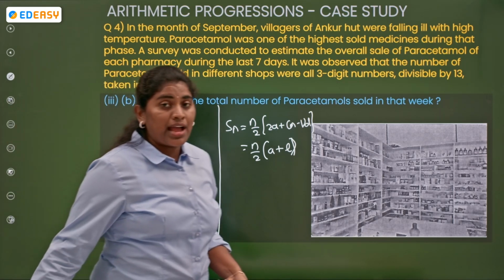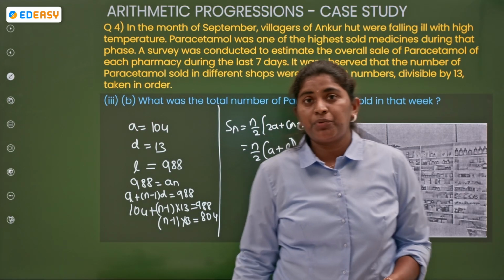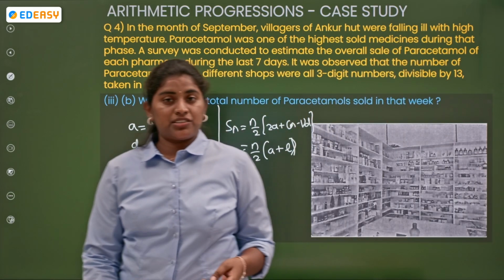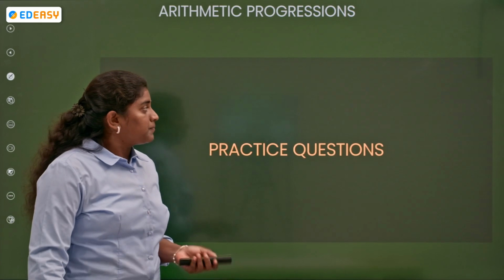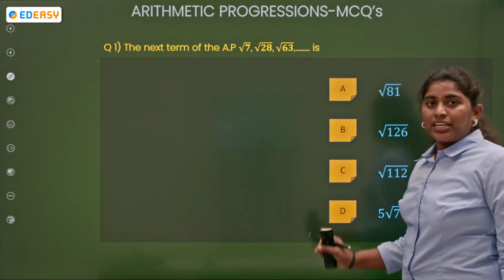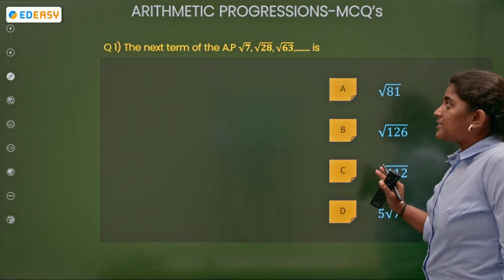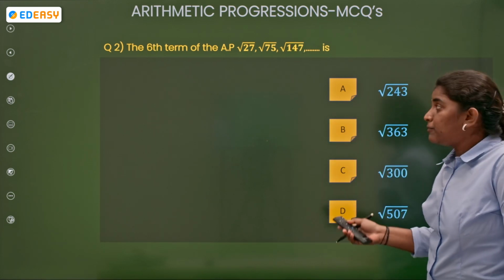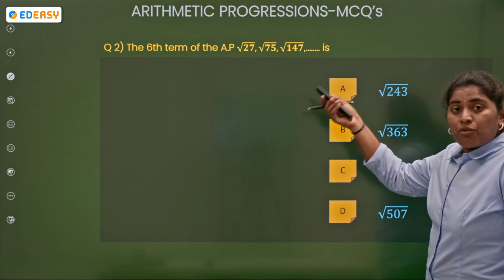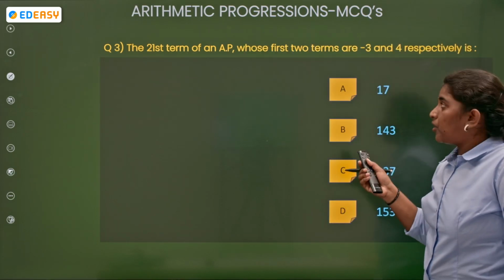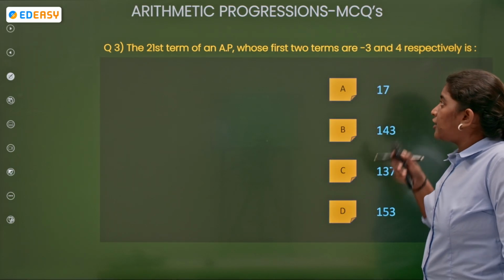Okay, so I am leaving this calculation part for you because we are left with only 5 minutes more. Clear? And next you will be having the science class. So here we are having some practice questions, and that too simple questions only. The next term of the AP: take the A value and D value and find the next term. And the sixth term of the AP you need to find, where N value we are going to take as 6. Okay. And the 21st term we need to find.